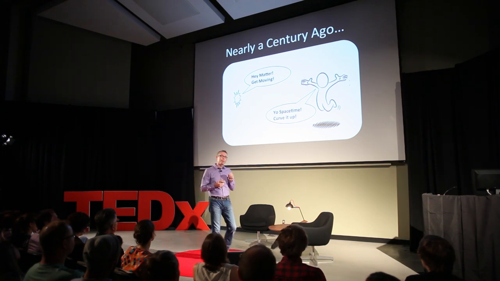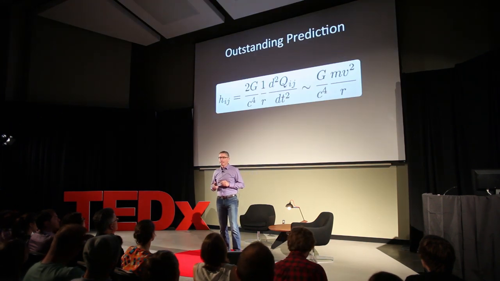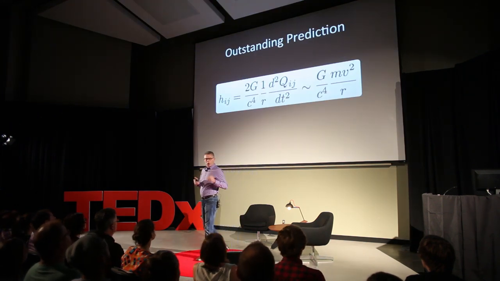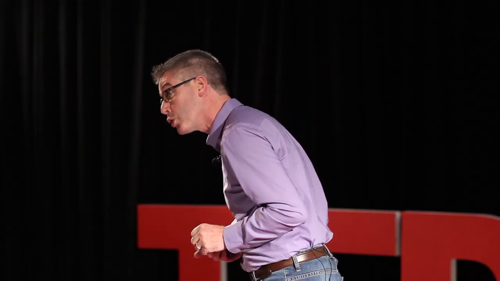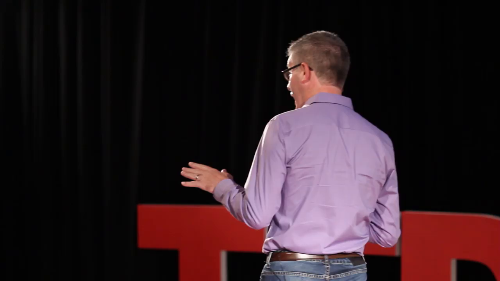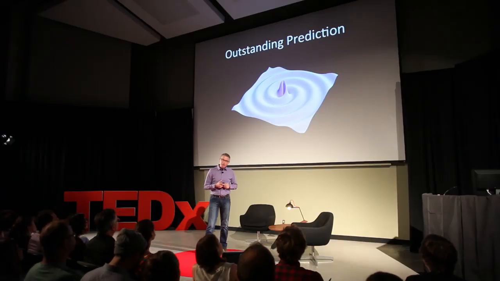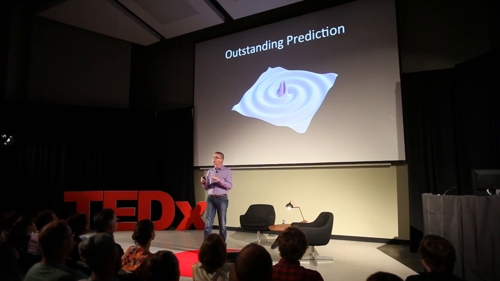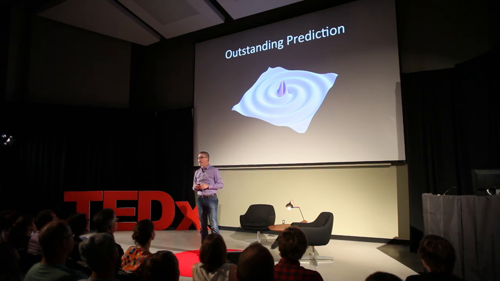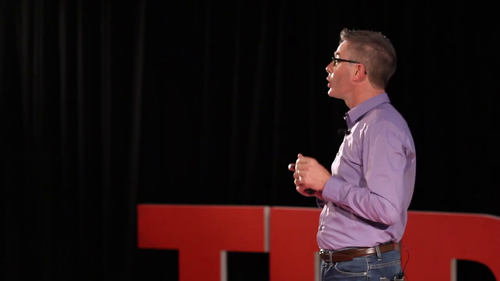But Einstein made one more big prediction. He predicted that the strain is equal to 2 times Newton's constant divided by the speed of light to the power of 4 times the second time derivative of the quadrupole moment divided by the distance to the source. Just in case you didn't get that, what he said was, if matter rattles about, it generates ripples in the curvature of space-time that propagate outward from the rippling matter at the speed of light. Gravitational waves.